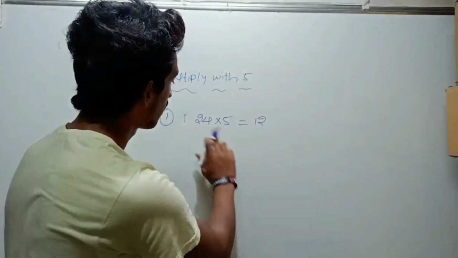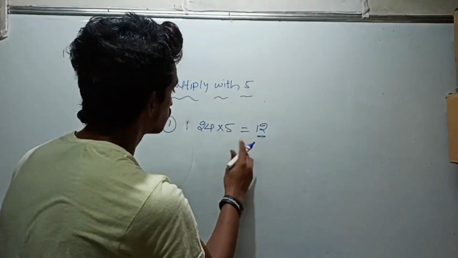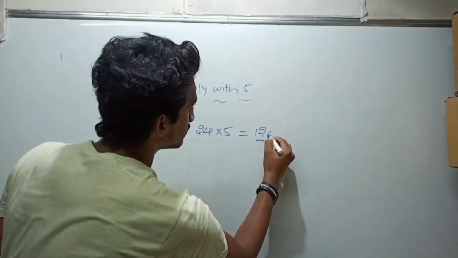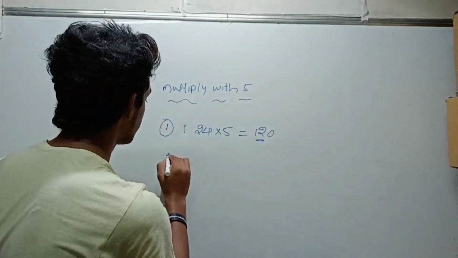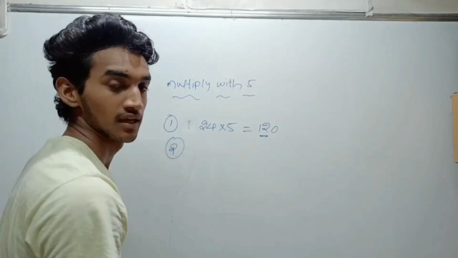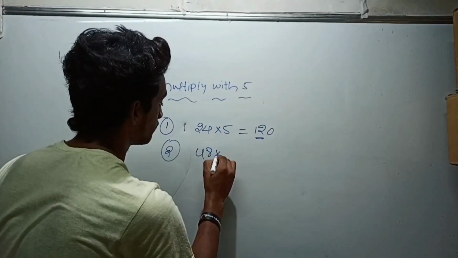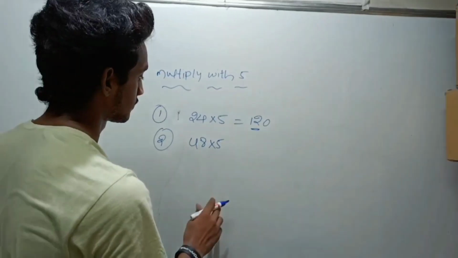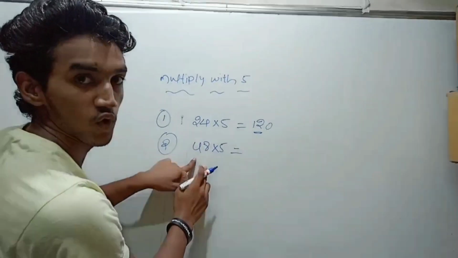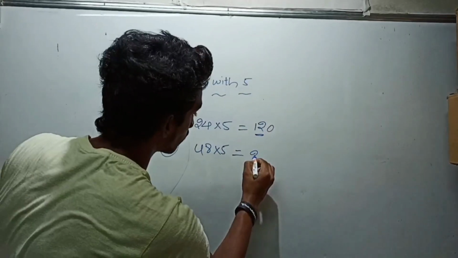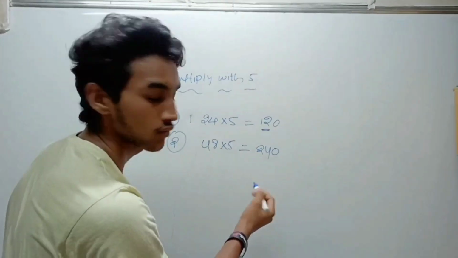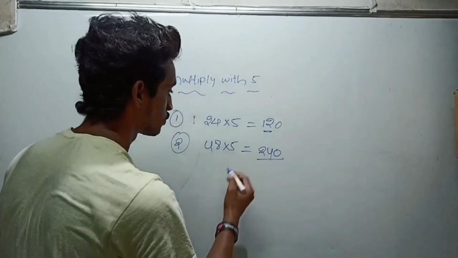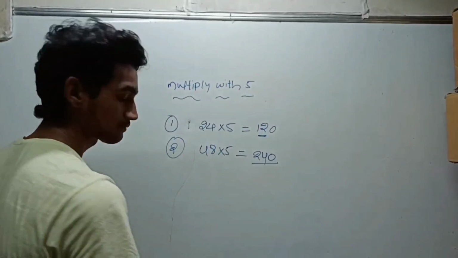See here, half of 24 is 12. So directly we write 0. So 24 into 5 equals 120. And the second question is 48 into 5 equals, half of 48 is 24 and directly we write 0. So 48 into 5 equals 240. So our answer is 240.